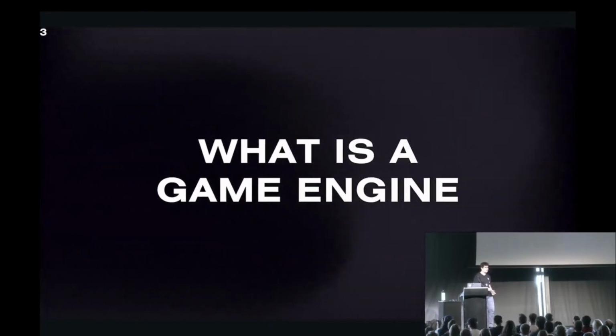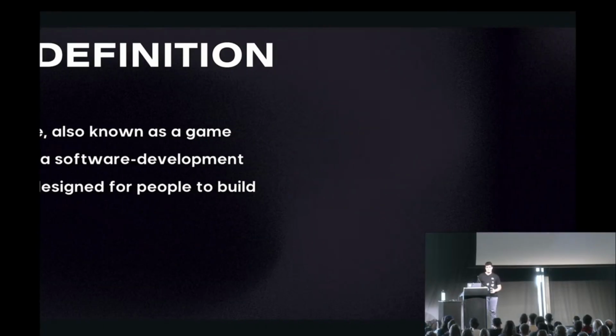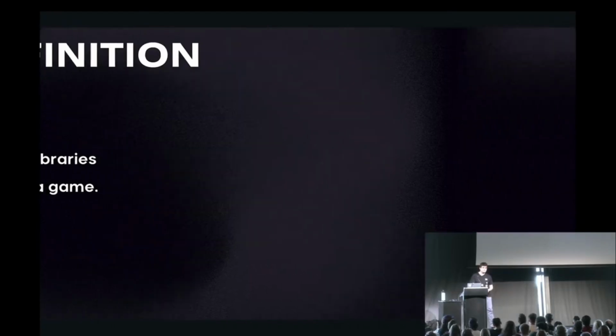So what is a game engine? Well, the official definition on Wikipedia is a game engine, also known as a game framework, is a software development environment for people to build video games. This is a nice definition, but it's a bit confusing. I think it can be a lot simpler. A game engine is a set of reusable libraries that can be glued together to build a game. So what do I mean by this? This means that it could be as simple as just a bunch of reusable classes that you write, for example, a math library that you share throughout your games.